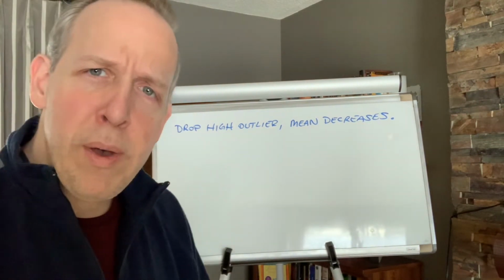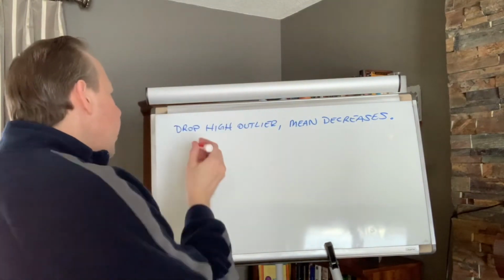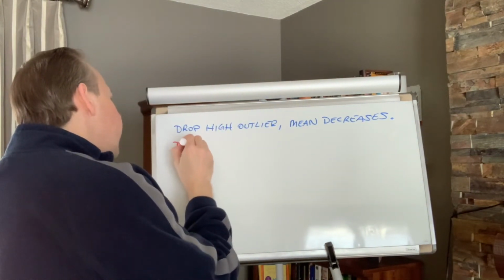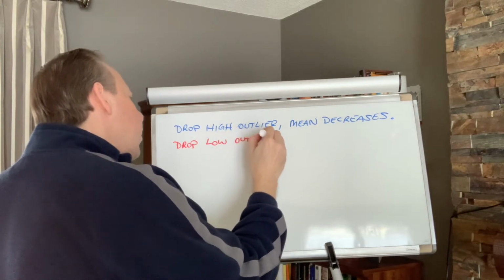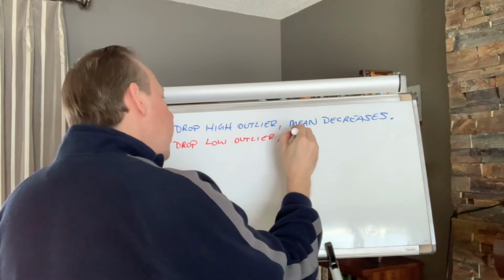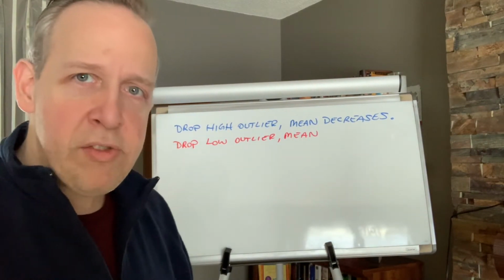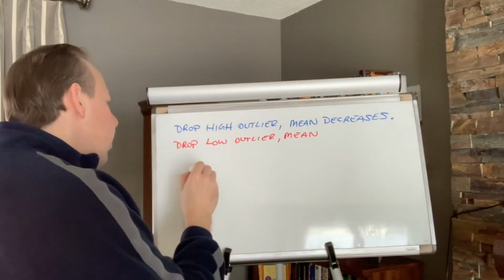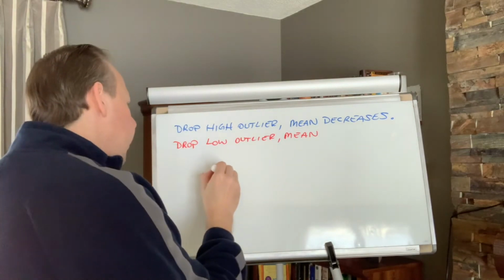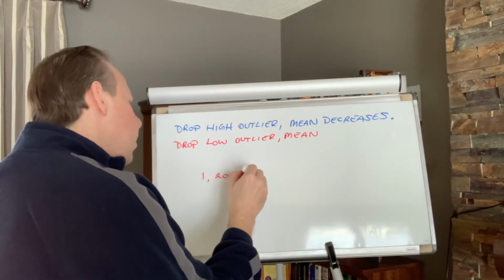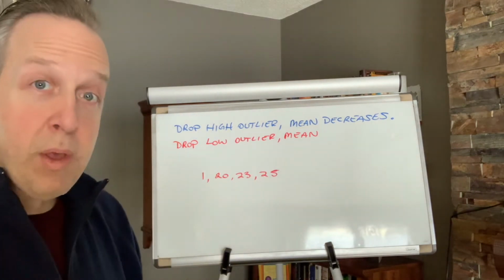What happens if you drop a low outlier? What if there was a low number and we dropped it? I'm going to put the sentence here, drop low outlier, mean. Well, before I finish that sentence, let's have a quick example, okay? 1, which will be our low outlier, and then 20, 23, 25. Just nice and easy, okay? 4 numbers.